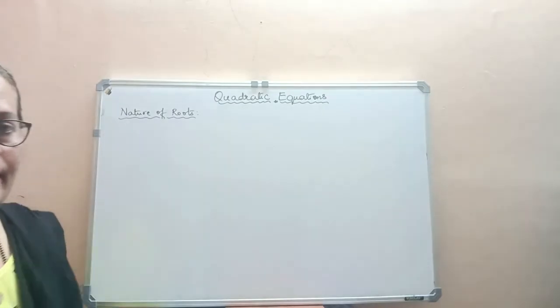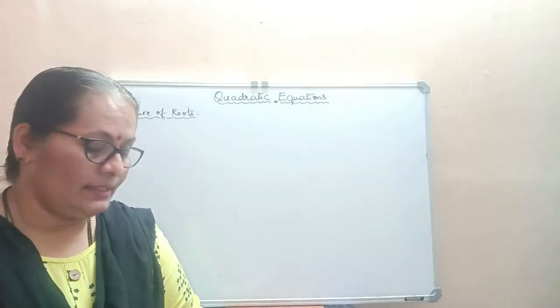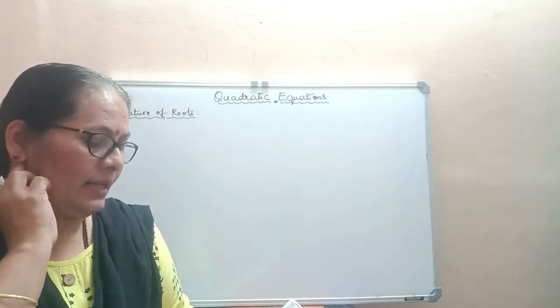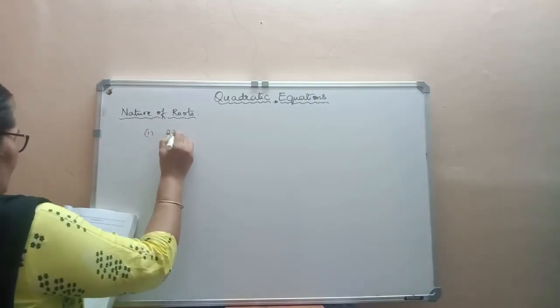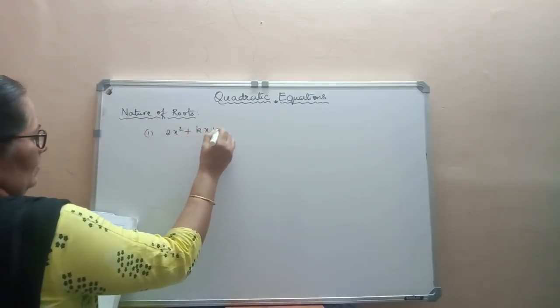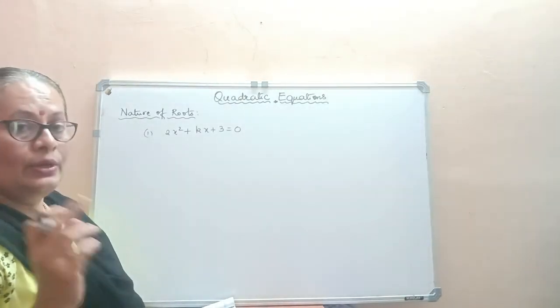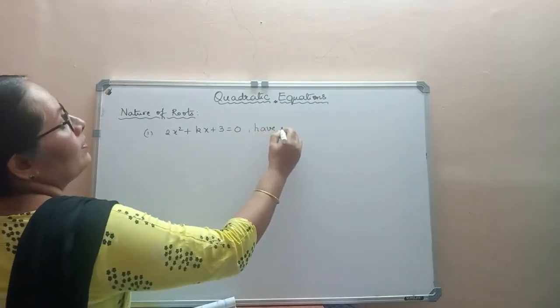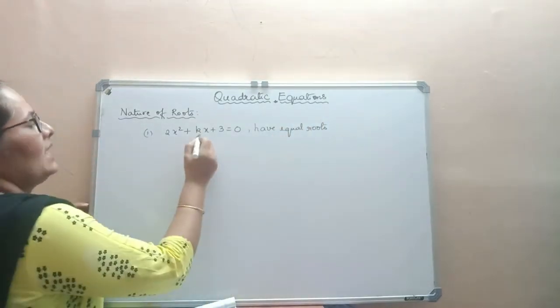Using discriminant we can find the k value of the equation. For example, find the k values for each of the following quadratic equations so that they have two equal roots. So 2x square plus kx plus 3 equals to 0. It is a quadratic equation. You need to find the k value of this equation using the condition that it has equal roots.